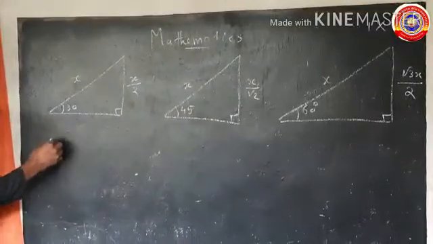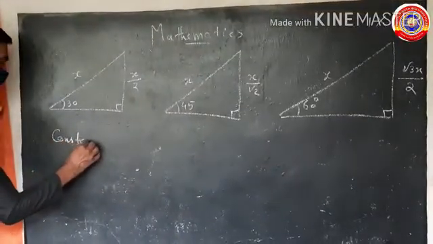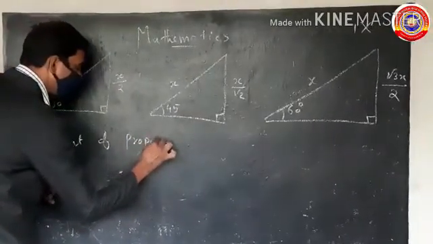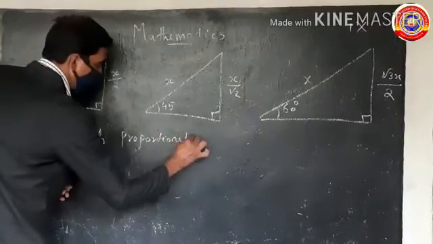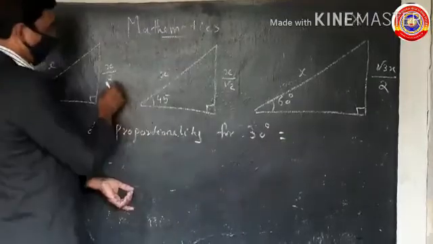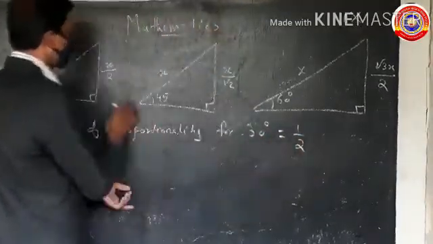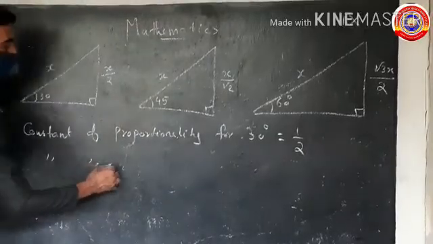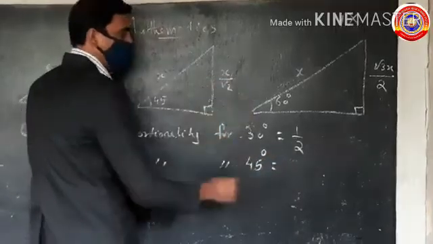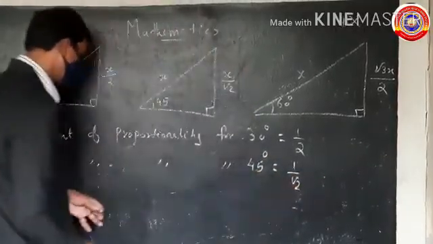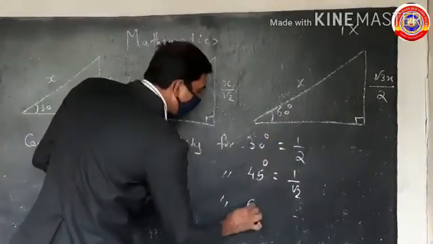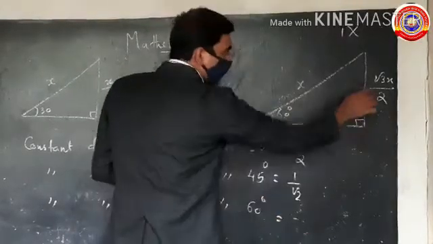Here, the constant of proportionality for 30 degree is 1 by 2. The constant of proportionality for 45 degree angle is 1 by root 2. And the constant of proportionality for 60 degree angle is root 3 by 2.